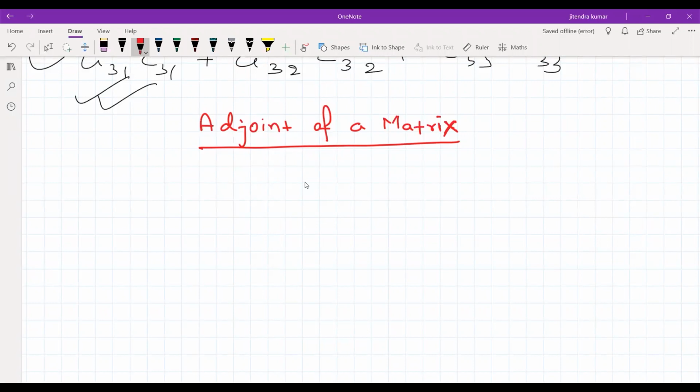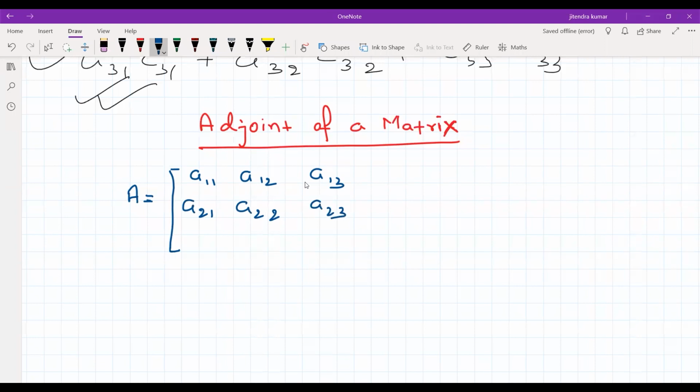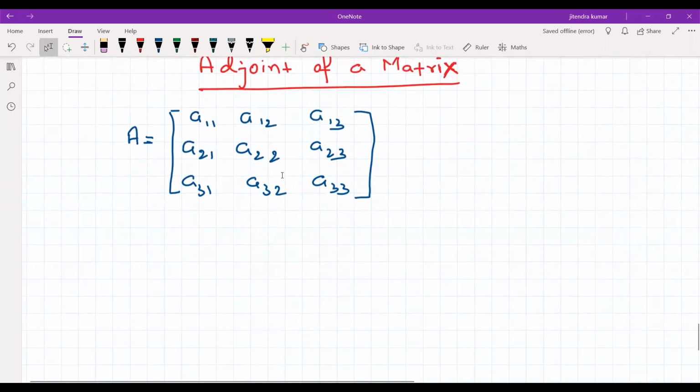Okay, so let's start with the adjoint of a matrix. Suppose we have a matrix A that is equal to A11, A12, A13, A21, A22, A23, and A31, A32, and A33. So this is a matrix of 3 by 3. And we have to find the adjoint of this matrix.